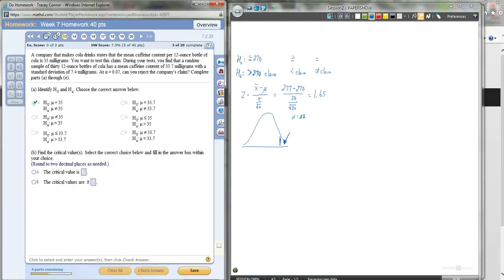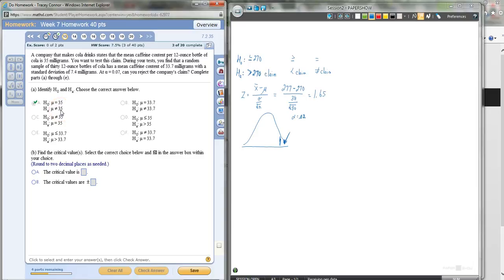So let's look at another problem. This is looking at a company that makes cola drinks, and it states that the mean caffeine content is 35 milligrams. So you want to test this claim, and it doesn't say we think it's higher or lower. So when it's just saying that it's possibly different, your null hypothesis is going to be mu equals 35, and then to result different, you're going to use not equal to 35.